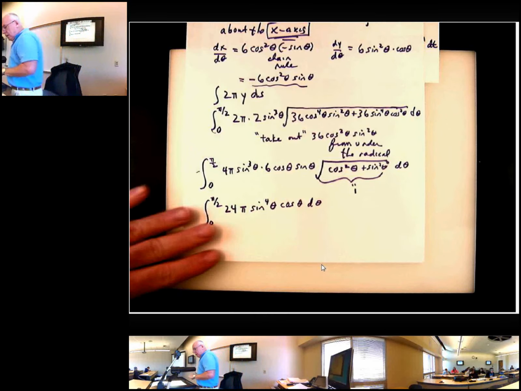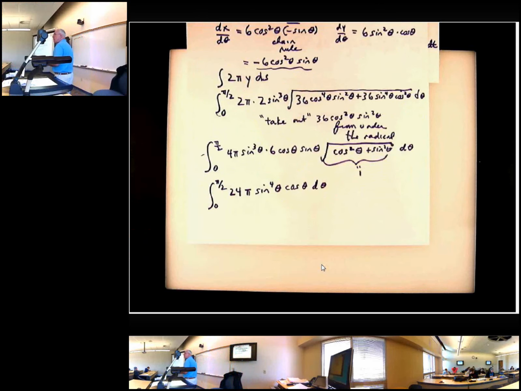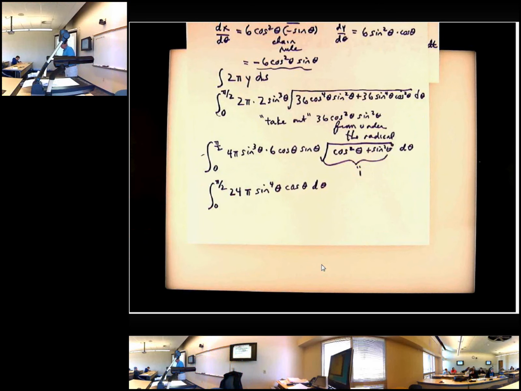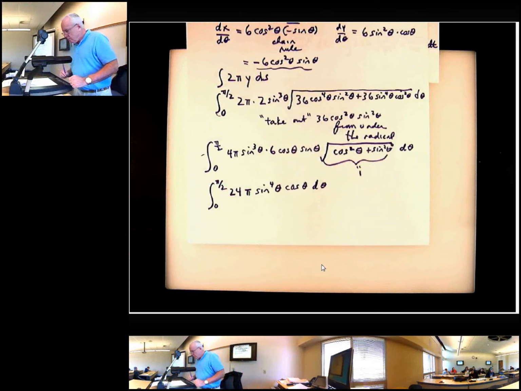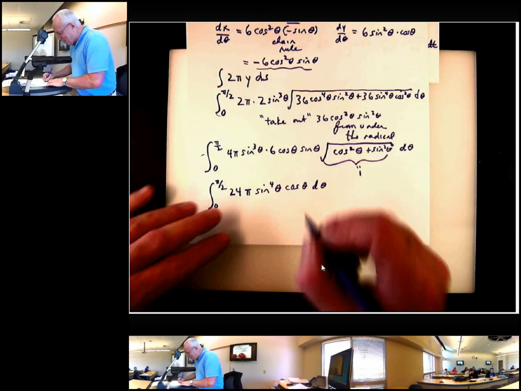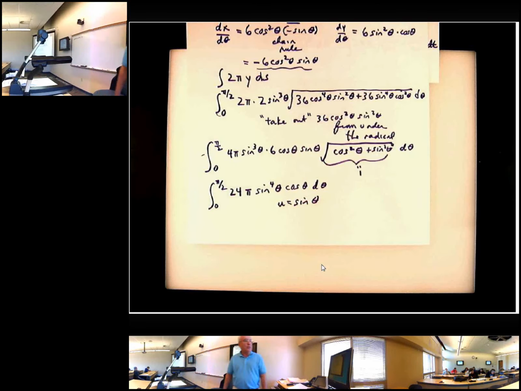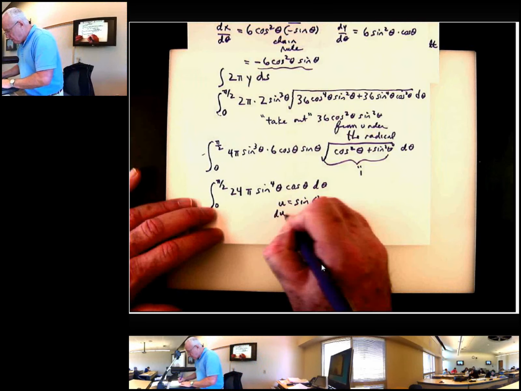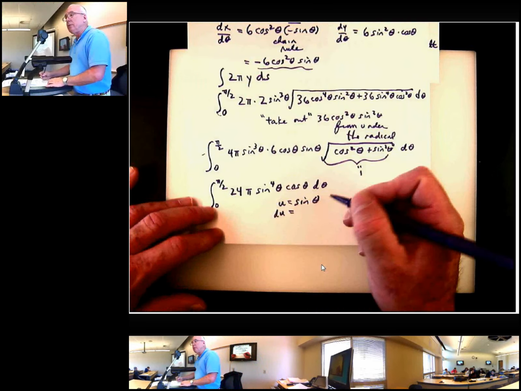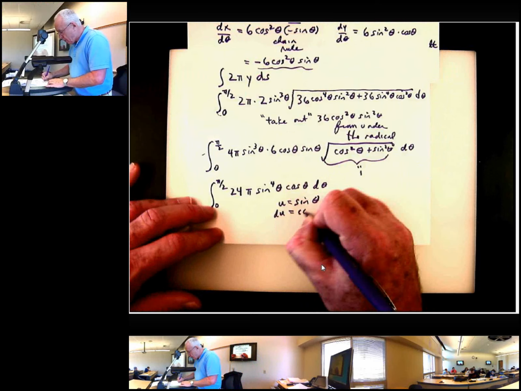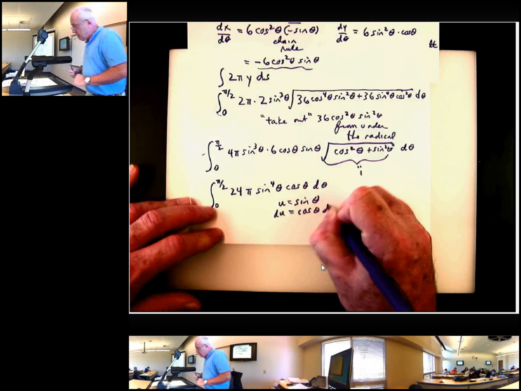So now what can we do here with this to get this answer? The u substitution. Okay, and what's going to be our u? Sine. Sine? Oh, yes, exactly. Sorry. Yeah, u is going to be sine of theta. All right. So therefore, our du then is going to be cosine of theta. Derivative of sine is cosine. All right.